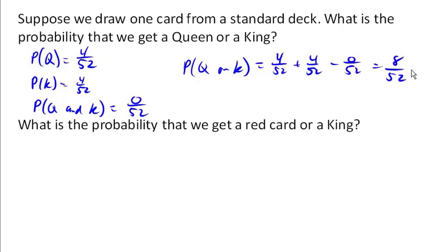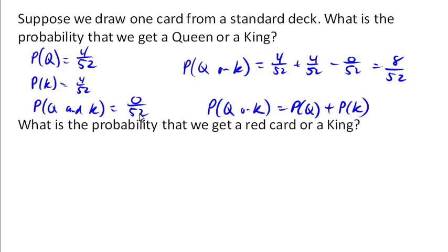The reason that we ended up with this 0 is because these two events, getting a queen and getting a king, are mutually exclusive. There's no overlap. In this simple case of mutually exclusive events, the probability of getting a queen or king is just the probability of the queen plus the probability of the king, because there's no overlap. Now, that's not always the case, of course.